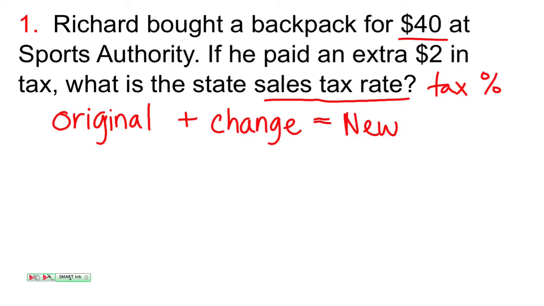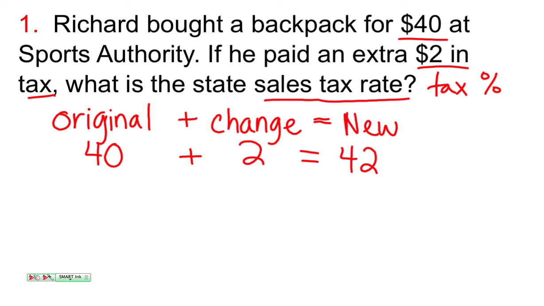And if you need to pause the video, you can, and then hit play when you're ready to continue. So now, if you have that written down, we know the backpack originally cost $40. So you're going to put the 40 underneath where you wrote original. Then we're going to write plus. The change in the price was the $2 in tax. So you're going to write plus 2 equals $42.